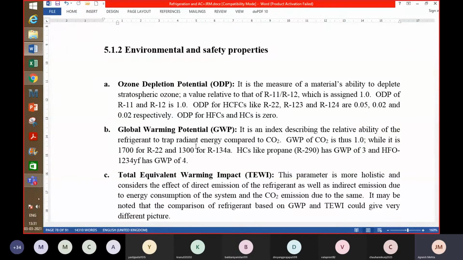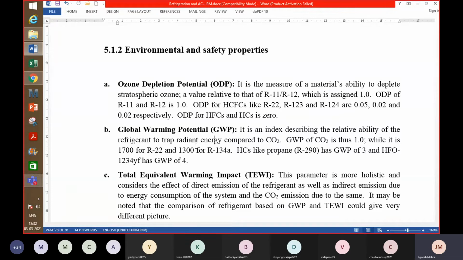That is one part. Second, at different stages during manufacturing, or while you charge the system, or during operation of the system, there are leakages occurring. Because of this, they are finally damaging the environment by contributing to global warming. So for R22, the value, as you can see, is very high, 1700. For R134a, it is 1300.